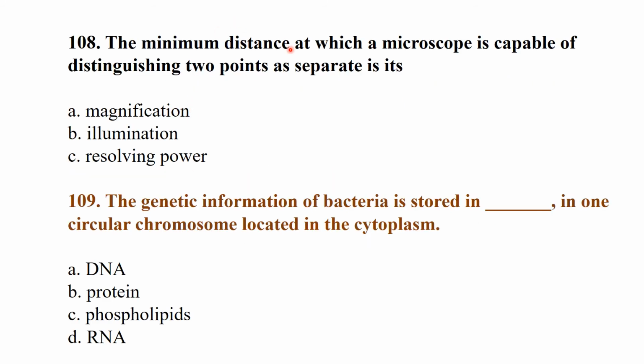The minimum distance at which a microscope is capable of distinguishing two points as separate is the resolving power. The genetic information of bacteria is stored in which molecule? In one circular chromosome located in the cytoplasm. So the genetic material of the bacteria is the DNA.